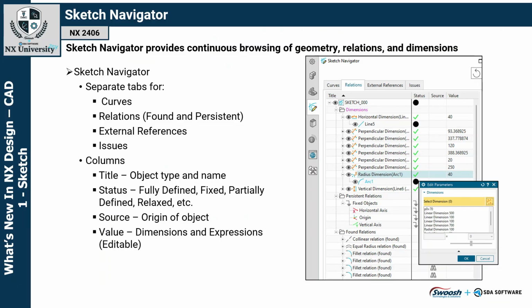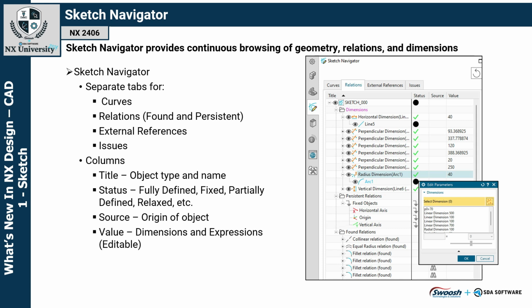All right, the next item we'll look at here is the new sketch navigator. This was introduced in NX 2406. The sketch navigator is going to provide continuous browsing of geometry, relations, and dimensions inside your sketches. The sketch navigator is going to have separate tabs on it for curves, relations, found and both persistent, as well as external references and any issues that might be going on inside this particular sketch.